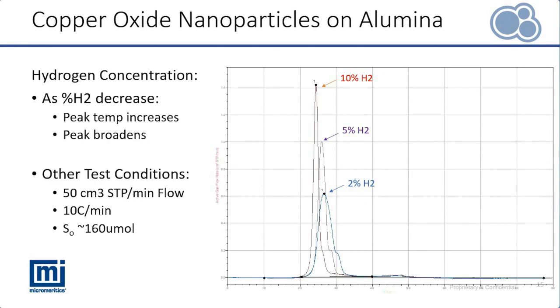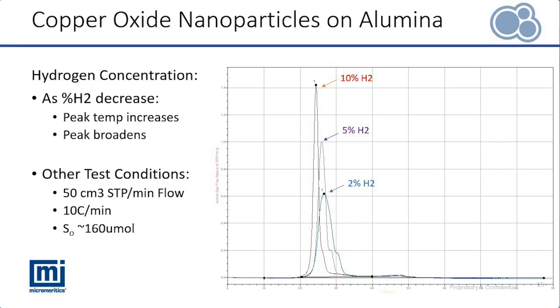From left to right, the tallest peak is 10% hydrogen, followed by 5% hydrogen and 2% hydrogen. Similar to the effects of the total flow rate, there is an increase in peak temperatures as the concentration of hydrogen is reduced, and there is an increase in peak broadening.